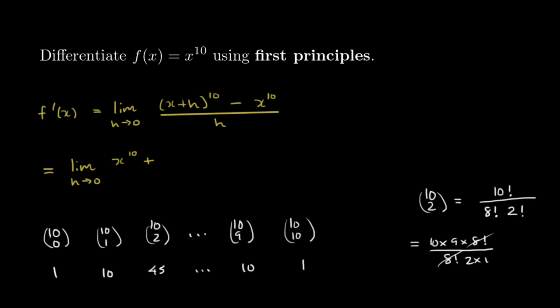So the second term is going to be the Pascal number, 10 choose 1, which is 10, and then x goes down to 9, and h appears for the first time. And then the third term will be 10 choose 2, which is 45. And then x goes down to 8, and h goes up to 2. Remember, your exponents have to add to the 10, since this is a binomial expansion to the power of 10.